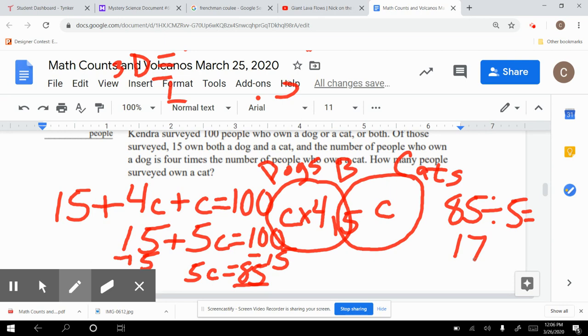Now, what does that give us? That gives us the value of C. And luckily, that's exactly what they asked for. They asked for how many people surveyed own a cat, which is 17.